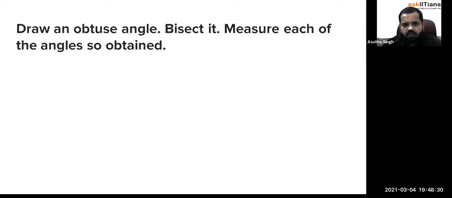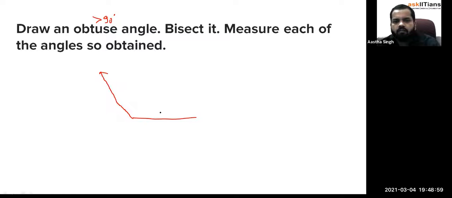Guys, there is a question. Draw an acute angle like we have and bisect it, like we have already done for an acute angle. Now an obtuse angle is greater than 90 degrees. So just draw a line like this. This will be your 90 degree perpendicular. So you take an obtuse angle, like this. Suppose B, A, and C.